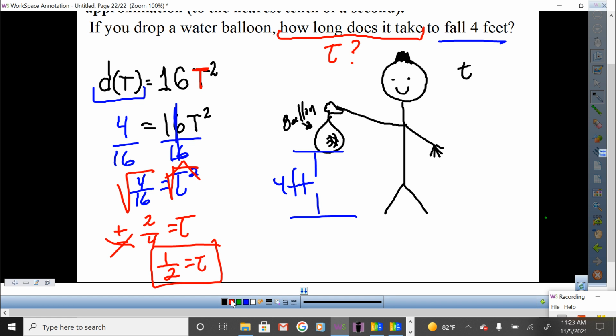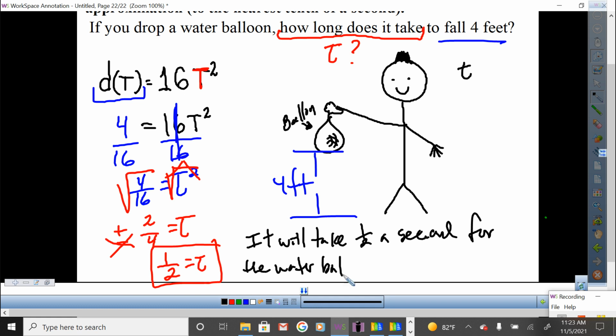Alright, good math talk, yes? Alright, I think Brooke's got it. What would you say, Brooke? Write that down, please. It will take half a second for the water balloon to drop 4 feet. And then at the end write 10 cubed.